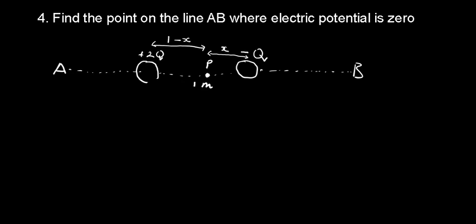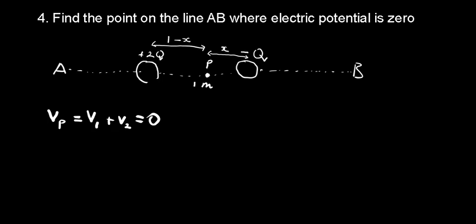So let us now look at the potential at P. The potential at P, that is Vp, will be equal to the total potential, which is V1 plus V2. And they will be equal to 0, because it's asking us where the electric potential will be equal to 0. So we are choosing this point P to be where we are going to place it on the line, that the potential is going to be 0.